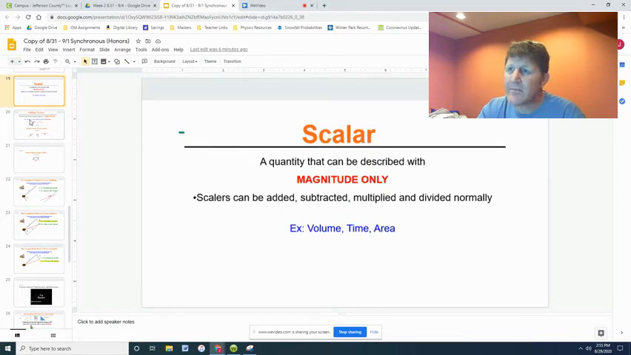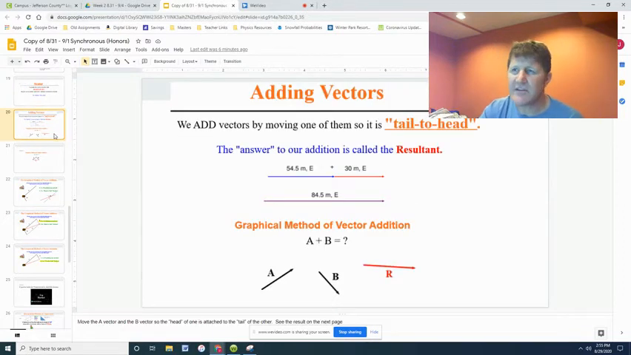Okay. So then we're going to get on over here to vector addition. And we touched upon this a little bit earlier, but we're going to talk about this tail to head method. And so if I have one vector and another vector, and they're in the same direction here, I just lay the tail of one to the head of the other, and I add them up. And you can see that the length of this arrow is equal to the length of this one plus this one. And so this result of these two is called the resultant.